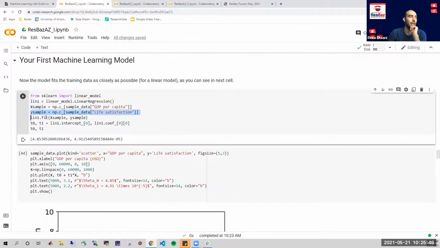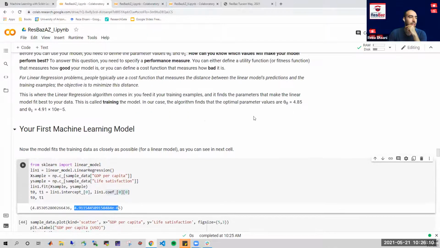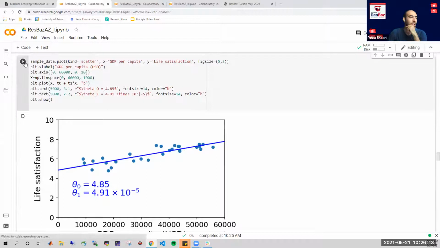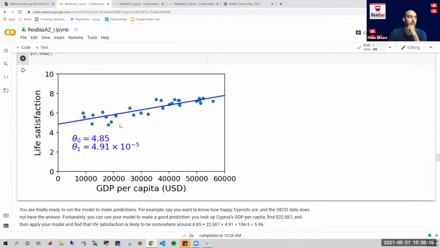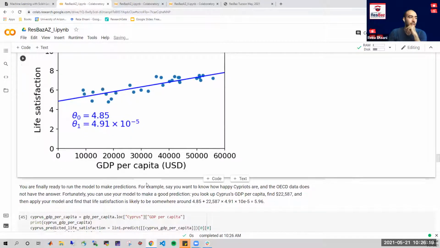We define X and Y, and then we call the fit method from that instance and fit the X and Y to that. And then if you run these cells, we can call the intercept and also the coefficient in order to get those values. And as you can see, the intercept and the slope are exactly the numbers provided here. And if we plot the line, we see that the line exactly passes through our data. So we are now ready to run the model to make predictions.